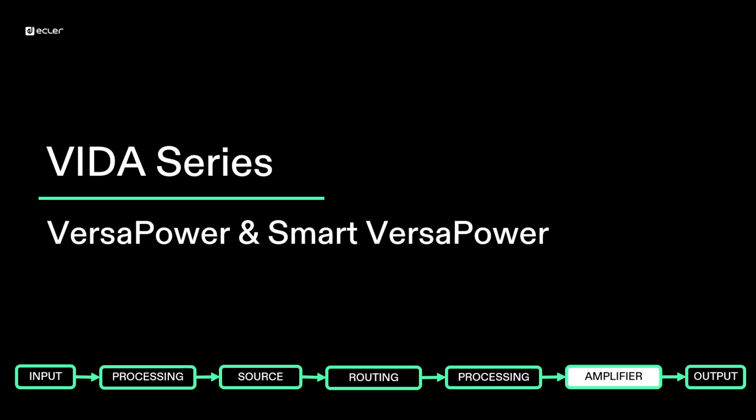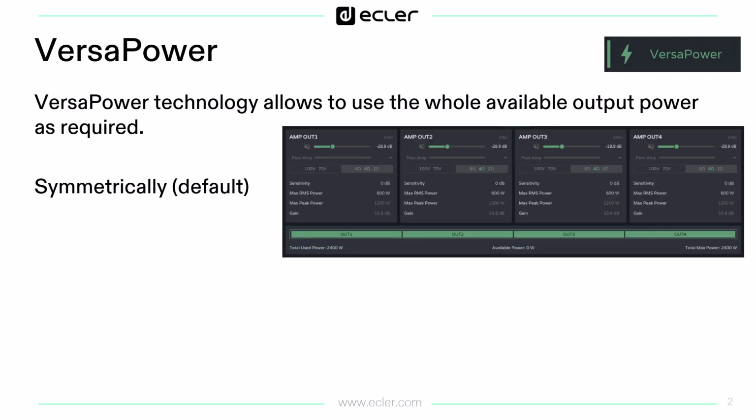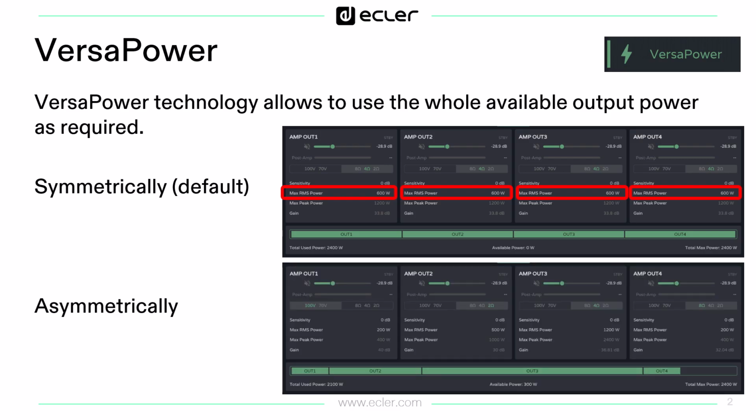VersaPower and Smart VersaPower. As said in the introduction, VersaPower technology allows you to use the whole available output power as required. By default, a symmetrical distribution is assigned, but you can change it as needed to adapt the power of each loudspeaker line of your project.